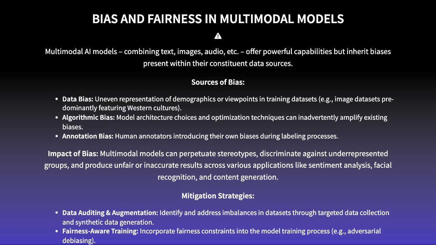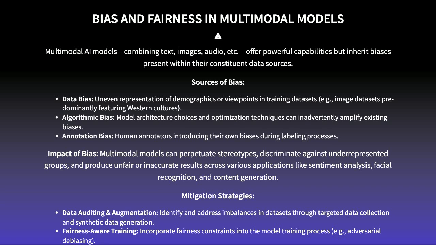Okay, let's talk about a really important aspect of multimodal AI: fairness and bias. These models are amazing because they can understand the world in multiple ways, combining text, images, sounds, and more. But just like any system built on data, they inherit biases from that data. Think about it: if an image dataset mostly shows people from one culture, the model might not perform as well for other cultures. And these biases aren't always obvious.